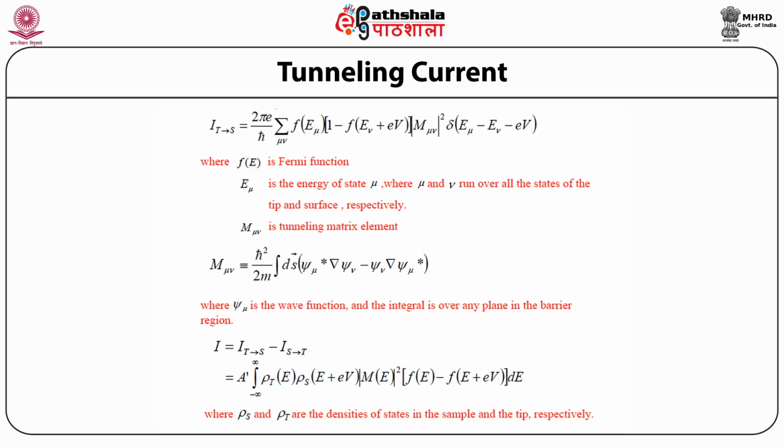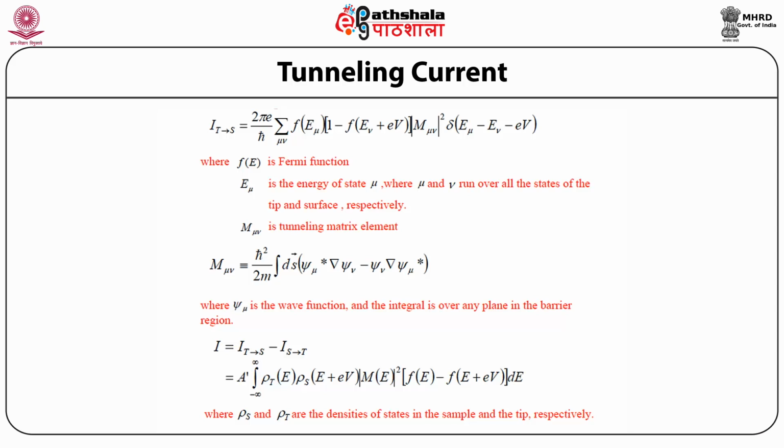M mu nu is the tunneling matrix element, which is given by M mu nu equal to h cut squared by 2m multiplied by the integral over dS vector of (psi mu star grad psi nu minus psi nu grad psi mu star), where psi mu is the wave function and the integral is over any plane in the barrier region.